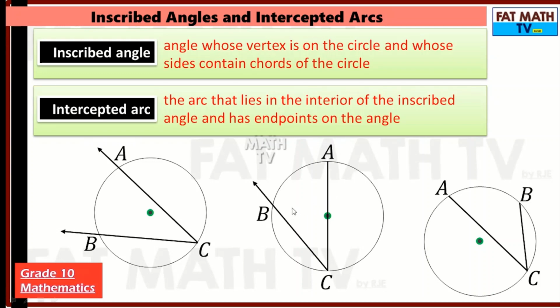In this case, it's the same, but we have here a diameter and a ray. So the center of the circle falls on one side of the inscribed angle. Angle C is the inscribed angle, and arc AB is the intercepted arc. Same here, we have two chords. Angle C is the inscribed angle, and arc AB is the intercepted arc.